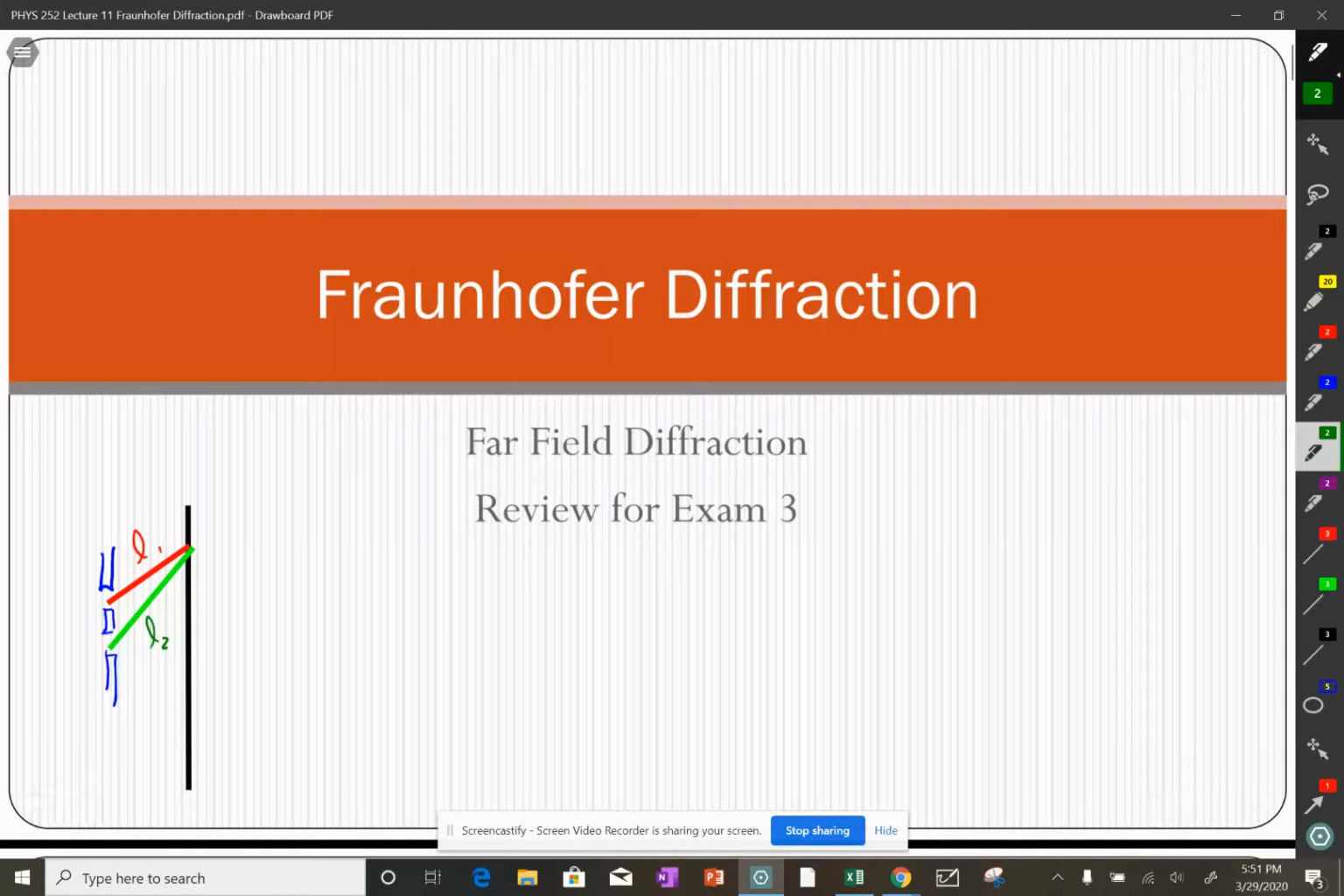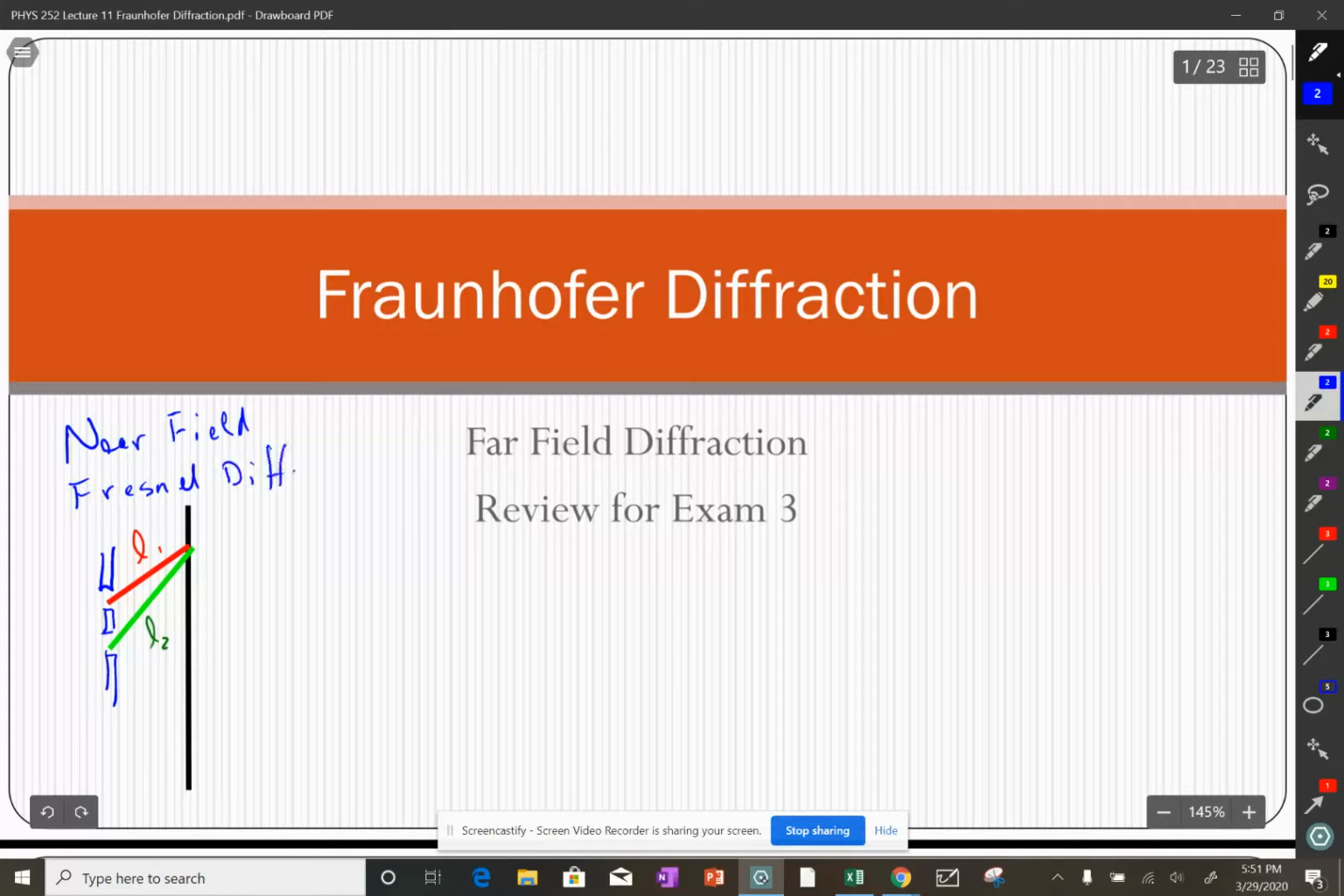So this is near field diffraction. And the solution for that was done by Fresnel, so it's called Fresnel diffraction. Far field diffraction is when you have your slits and the screen is very far away.